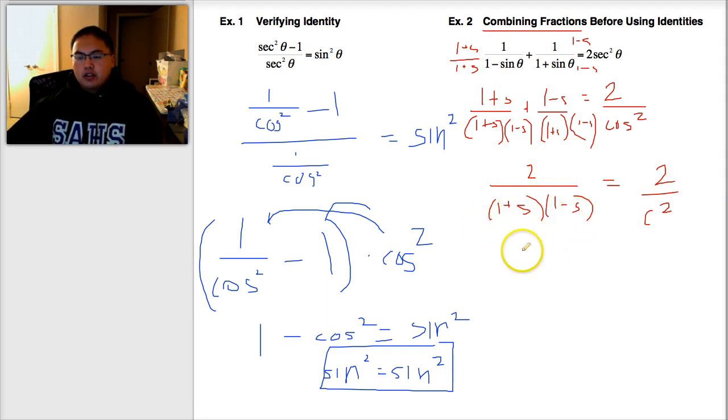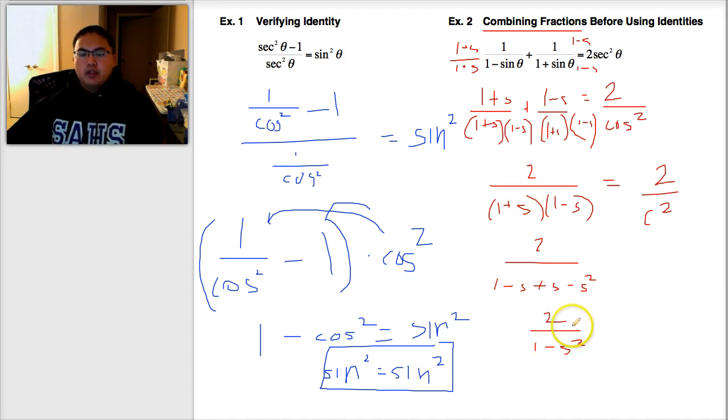If you made the correct suggestion, you notice that I could multiply this out. I could FOIL this. When I FOIL it, I'm going to get 1 minus s plus s minus s squared. And you'll notice that they're conjugates, and when they're conjugates, the middle term cancels out anyway. So I get 2 over 1 minus sine squared.